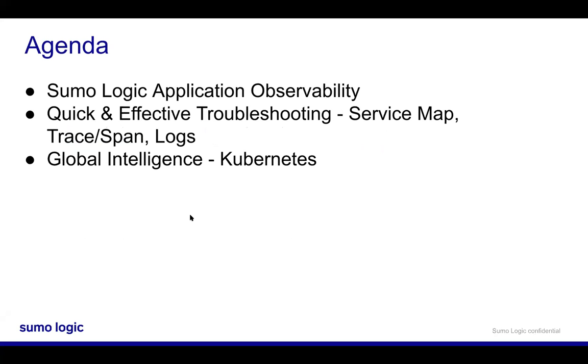And then we're going to go ahead and go into our global intelligence service for Kubernetes and how we can help our customers not only quickly troubleshoot applications, but also optimize them to continuously improve their application as it grows and it increases in complexity.